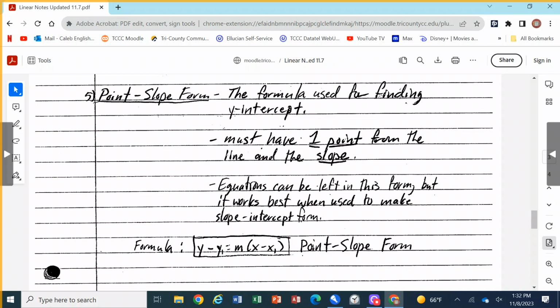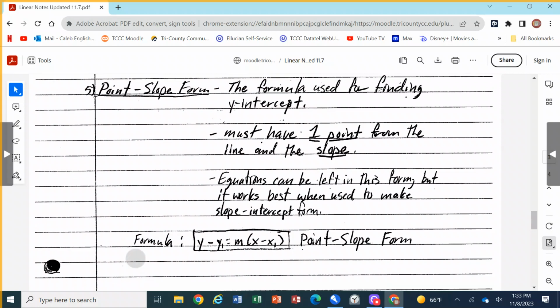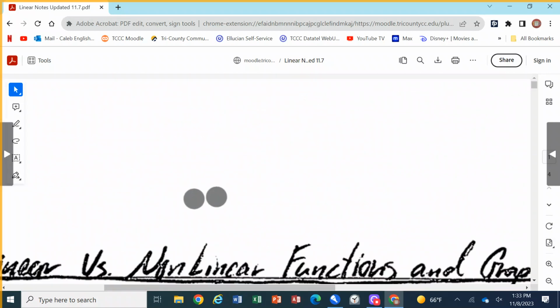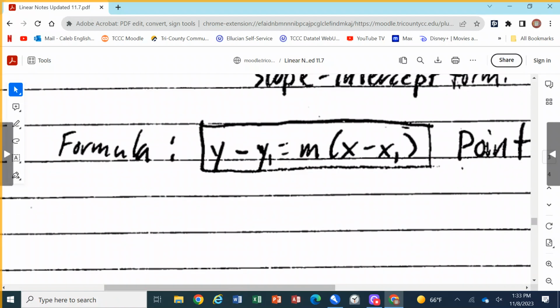Some worksheets and books say, take this information and put it into point slope form to make the equation of the line in point slope form, which is fine, except for one problem. If it's in point slope form, you can't really graph it, which is why we mostly want things in slope-intercept form. So that's what point slope form does, it makes it for us. Here's the formula for point slope form.